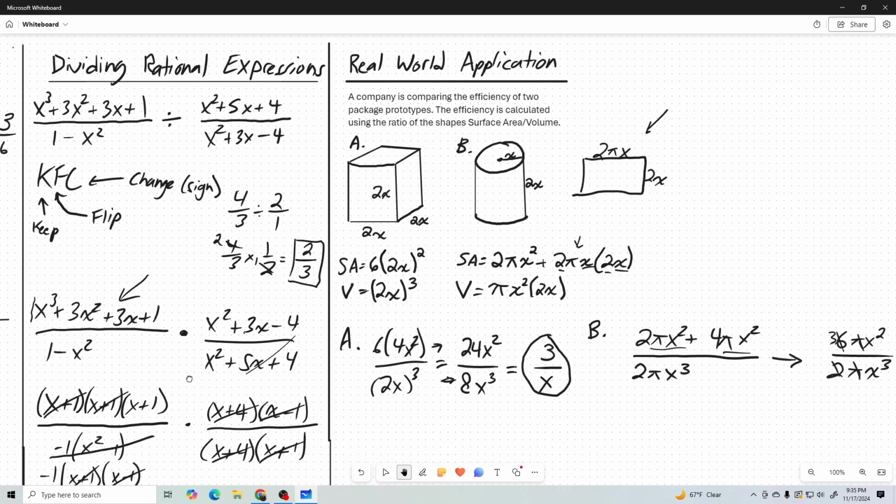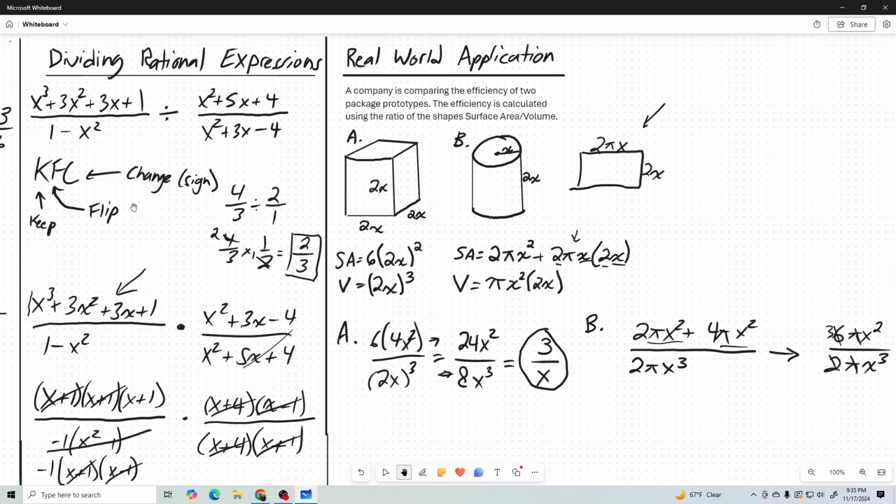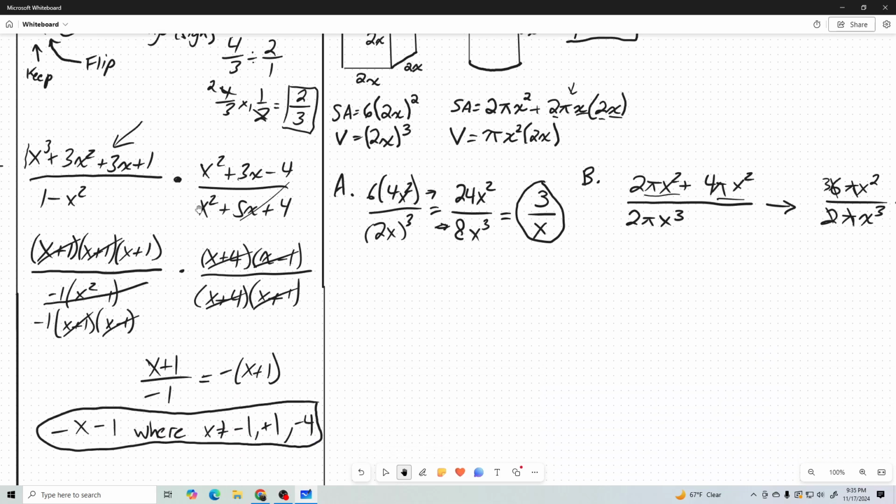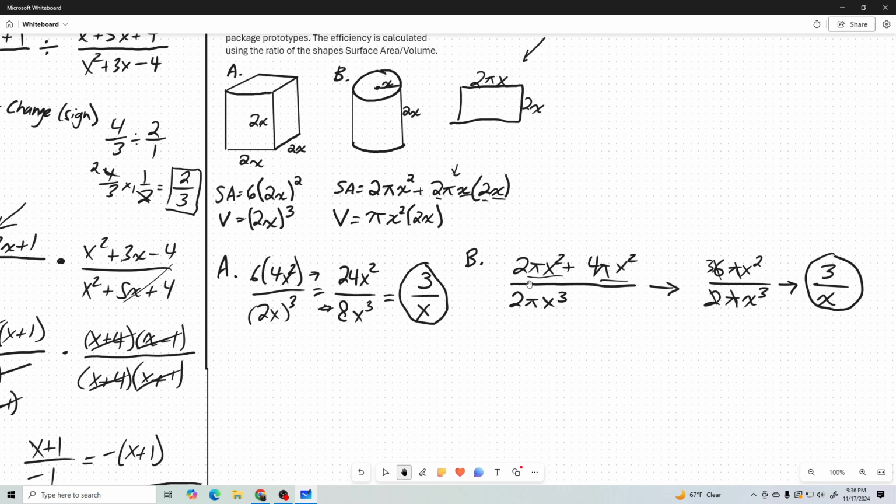Right, dividing rational expressions. We learned that we can use KFC just like we did with fractions, right? If we have this expression divided by this expression, we can actually just look at it as this expression times the reciprocal of this expression, right? We can flip this over, and then we just treat it like a multiplication problem. So see the previous example: factor, eliminate common factors, establish domain, good to go.